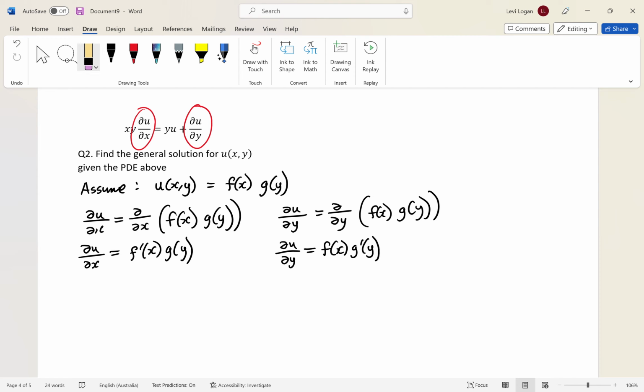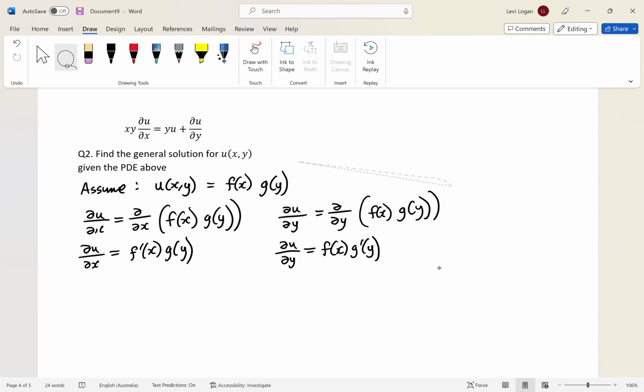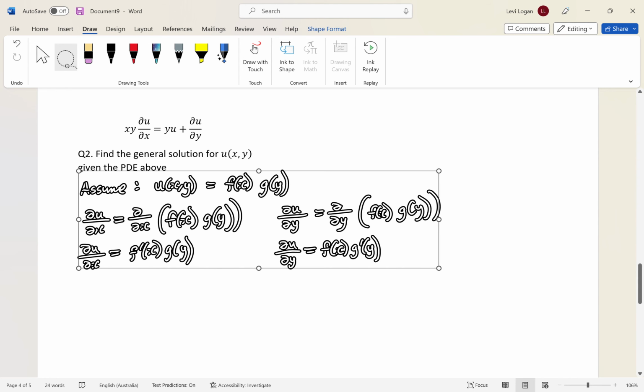Okay, so we found the derivatives that are in our PDE. All we're going to do is make this a bit smaller so we have enough room. That's where the computer lags when I do this. I'm just going to move this up here. Boom.